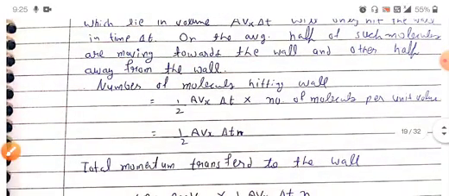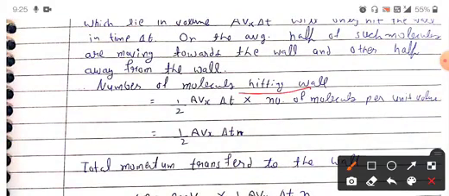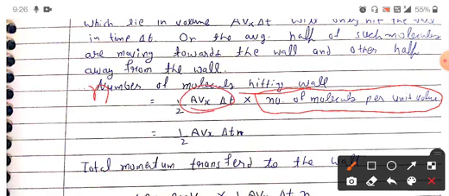So now we want to calculate the number of molecules hitting the wall. How many molecules will hit the wall? So let us consider the number of molecules per unit volume to be small n. Small n is the number of molecules per unit volume. So the total number of molecules present in volume V will be n into V, and here the value of V is A into Vx delta t. These are the total number of molecules present in this volume, and how many will collide? Only half of these molecules will collide.